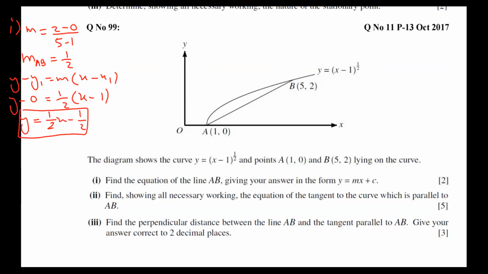Now part number 2 is a very important part. You have to read carefully, showing all working. So find what? Find the equation of the tangent. Our task is the equation of the tangent to the curve, but where? On the curve, which point? So let's see which point we have. We don't know, but it is mentioned that the tangent is parallel to the AB line. Repeat again: where the tangent is parallel to the AB line.